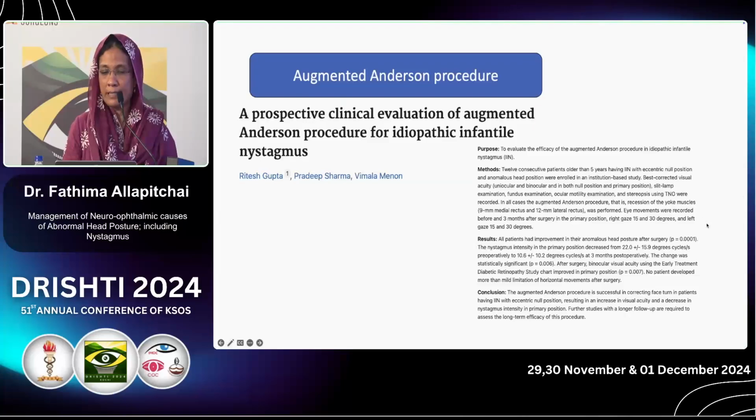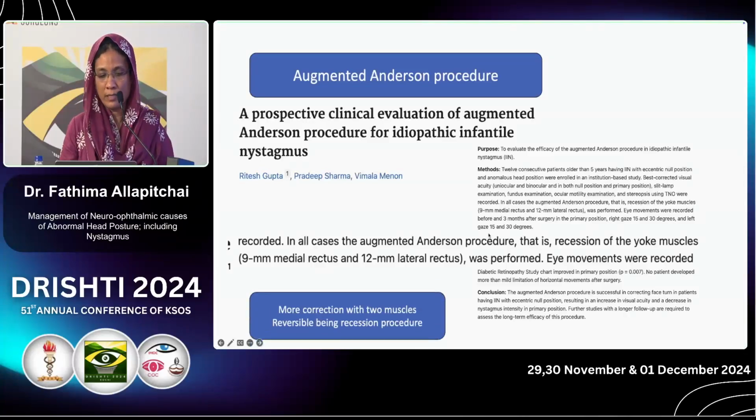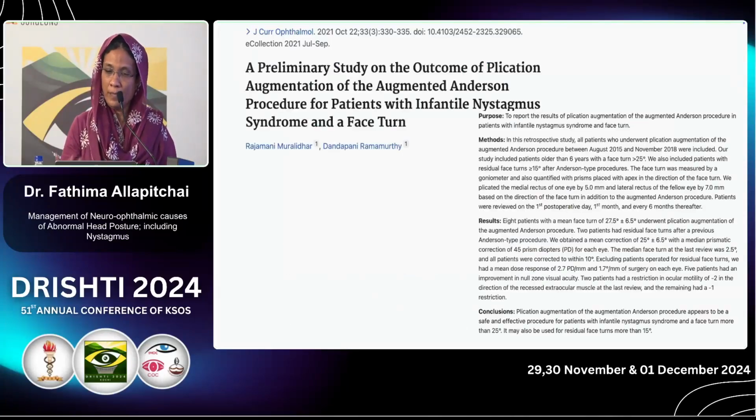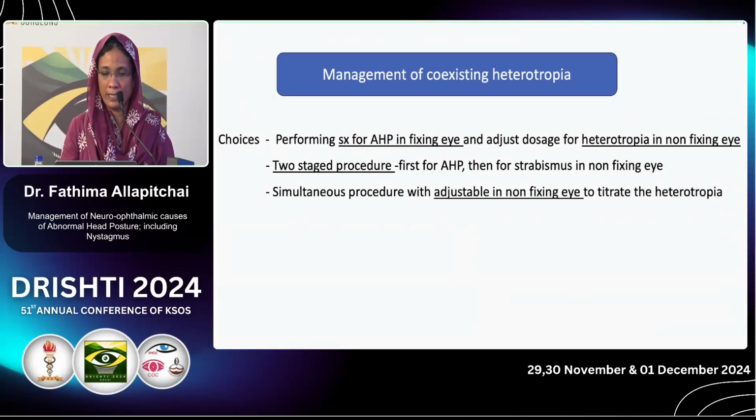Augmented Anderson is to avoid resection. We will augment the Anderson. Here is a case where we did 12 millimeter LR recession and 9 millimeter MR recession. This is augmentation. Then a further augmentation is the plication augmentation, published by Dr. Muralidhar, where instead of resection, he recommended plication, because plication is a reversible procedure. That is the advantage he claims.